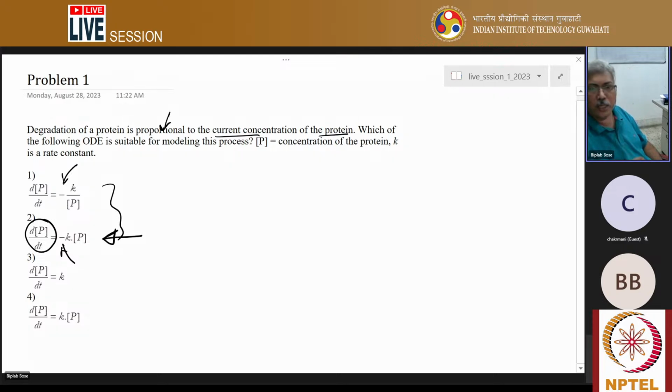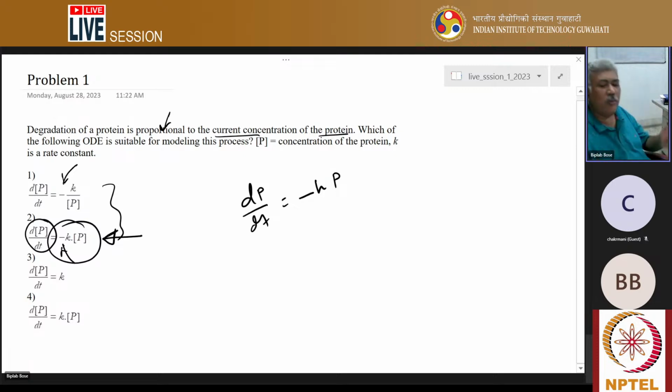In the first option, it is K by P, where P is the concentration. So it is inversely proportional. Obviously it cannot be, because the question says it is proportional to the concentration. So it must be the second one: dP/dt is minus K into P.